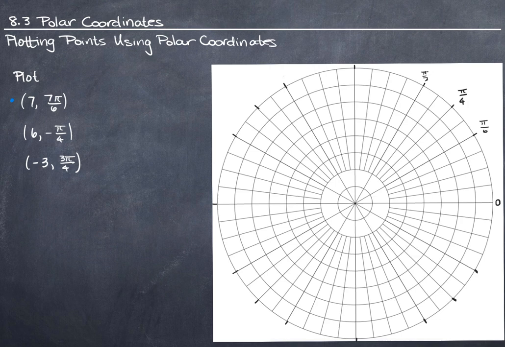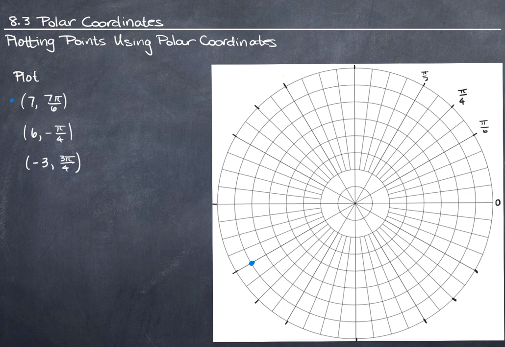We're looking for 7 pi over 6, so we go to 6 pi over 6 and then go 1 more pi over 6. That's going to put us on this angle guideline right here. And then from there, I'm going to go out 1, 2, 3, 4, 5, 6, 7. My point is going to go right here. That's the point 7, 7 pi over 6 in polar coordinates.